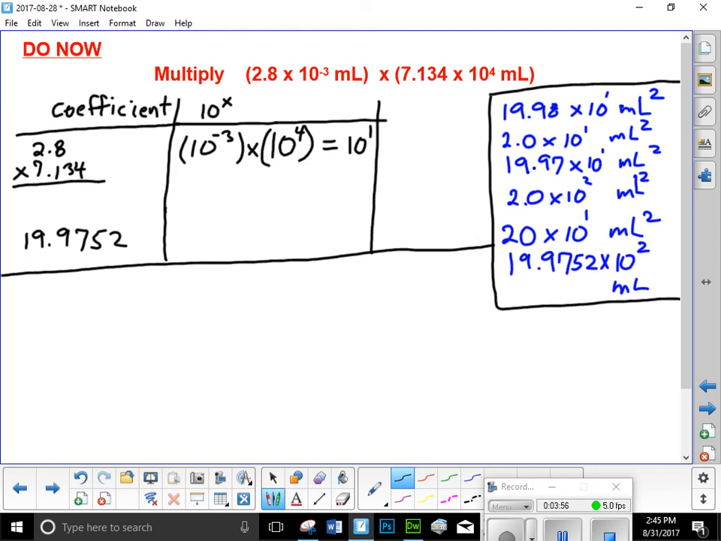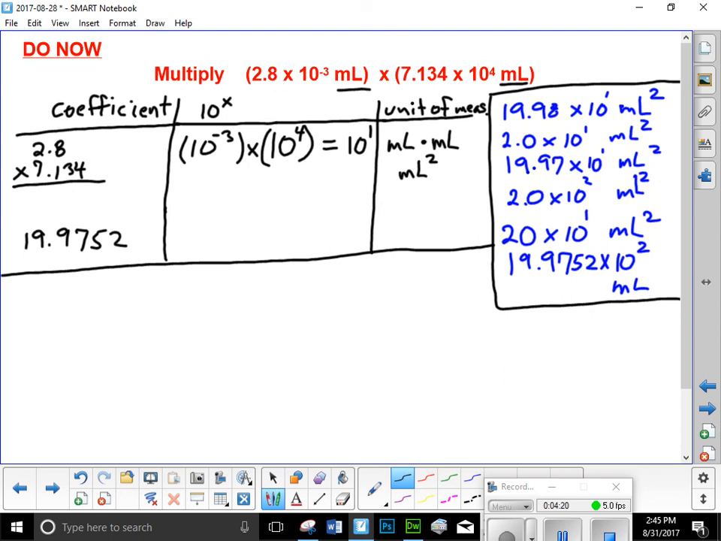Last piece of the puzzle is these guys. Okay, I have mils times mils. And what's that going to wind up being? This is unit of measure. Mils squared? And this is mils squared. Yep.